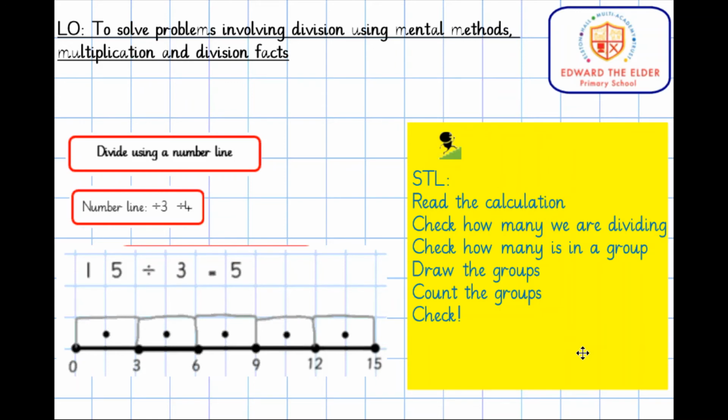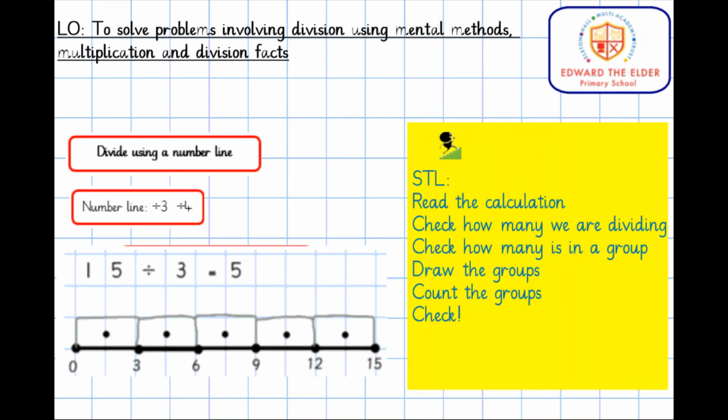Hello, let's have a look at the learning objective. To solve problems involving division using mental methods, multiplication and division facts. In Year 2 we start to divide mentally and relate to multiplication. We learn multiplication and division facts and to chant mentally. We move on to divide using a number line. Let's look at the steps to learning.